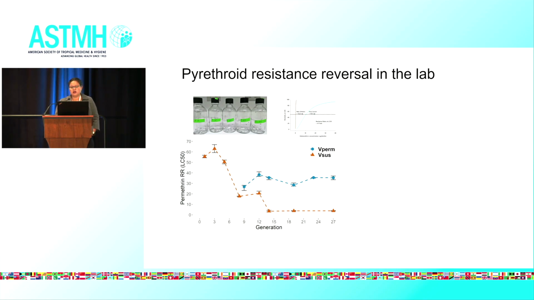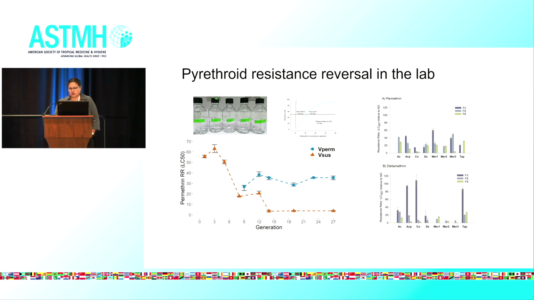So we know that there is negative fitness in pyrethroid resistance. We repeated these experiments with other mosquito collections and it's the same story: pyrethroid resistance declines over the generations.